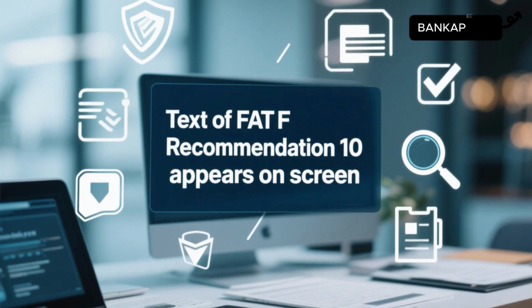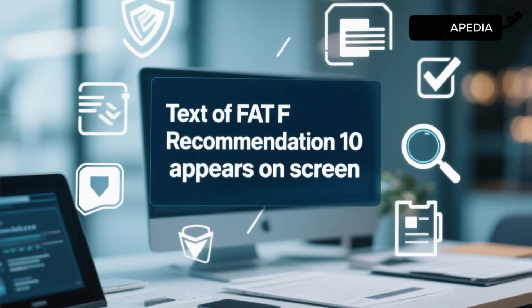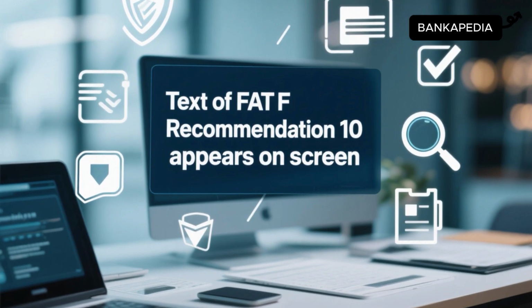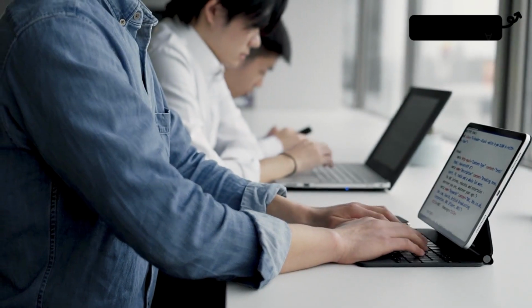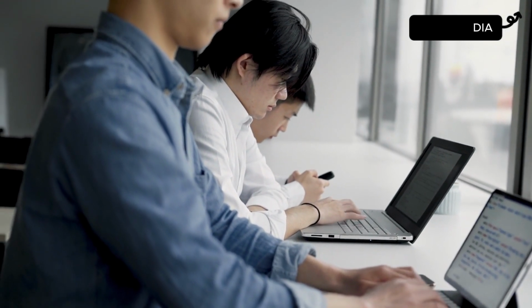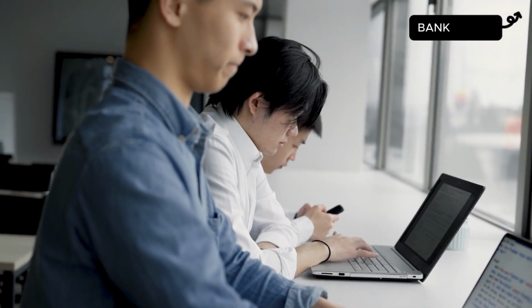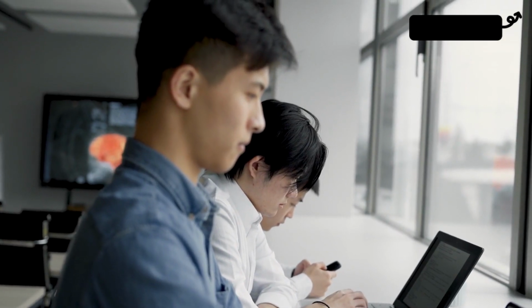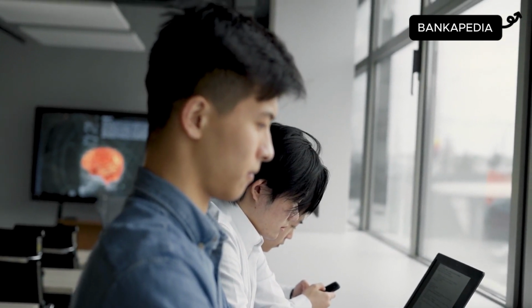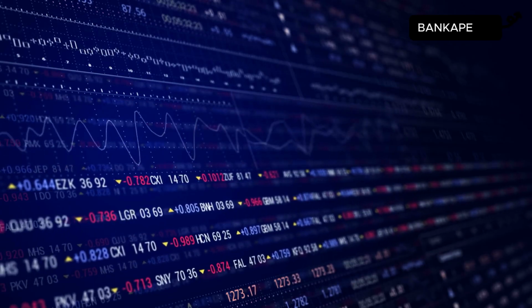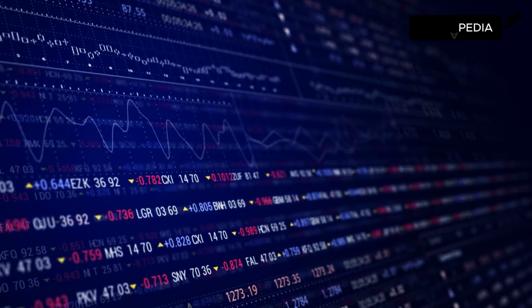FATF Recommendation 10 says you must take reasonable measures to verify the identity of these beneficial owners. So, for a company, you'd need to identify any individual who owns more than a certain percentage, often 25% of the company's shares, or who otherwise exercises effective control. This could mean looking at shareholder registers, articles of incorporation, or partnership agreements.